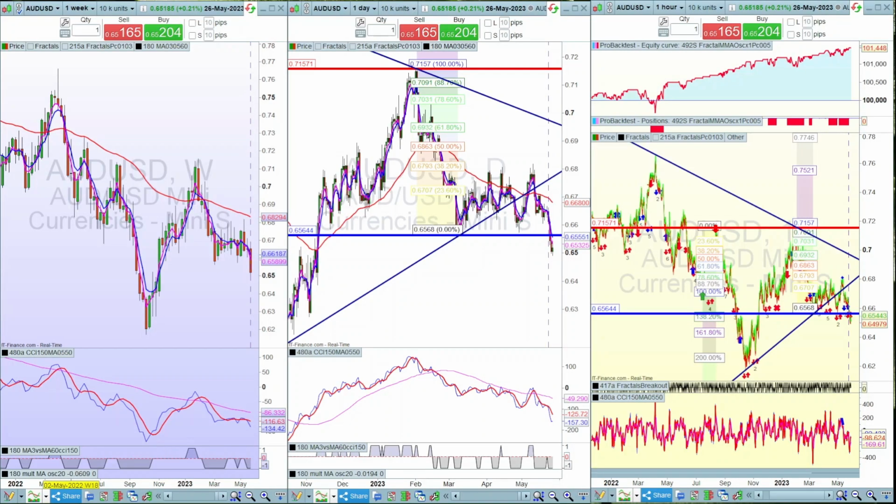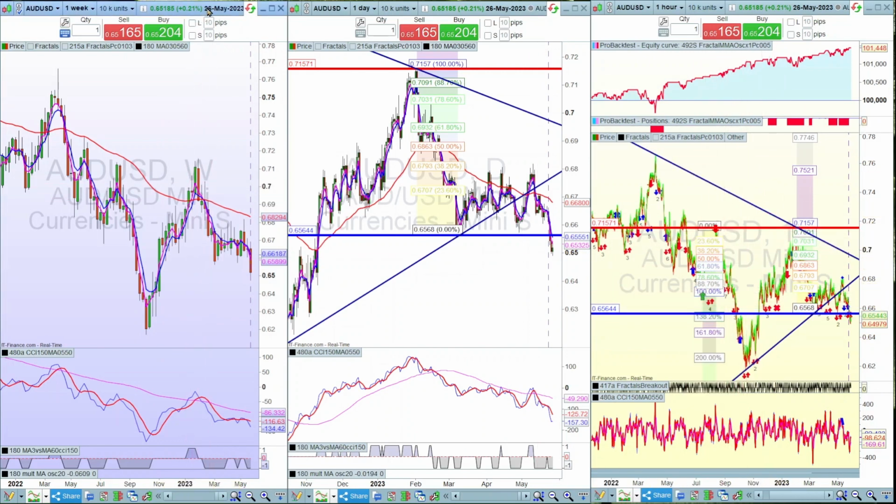Today's May 27, 2023. This is the Aussie US dollar currency update. We've got here on the weekly and the daily, both indicators are showing a bearish signal. I'll cover those in a minute. And we've also got a trading idea on the hourly and how to trade that.